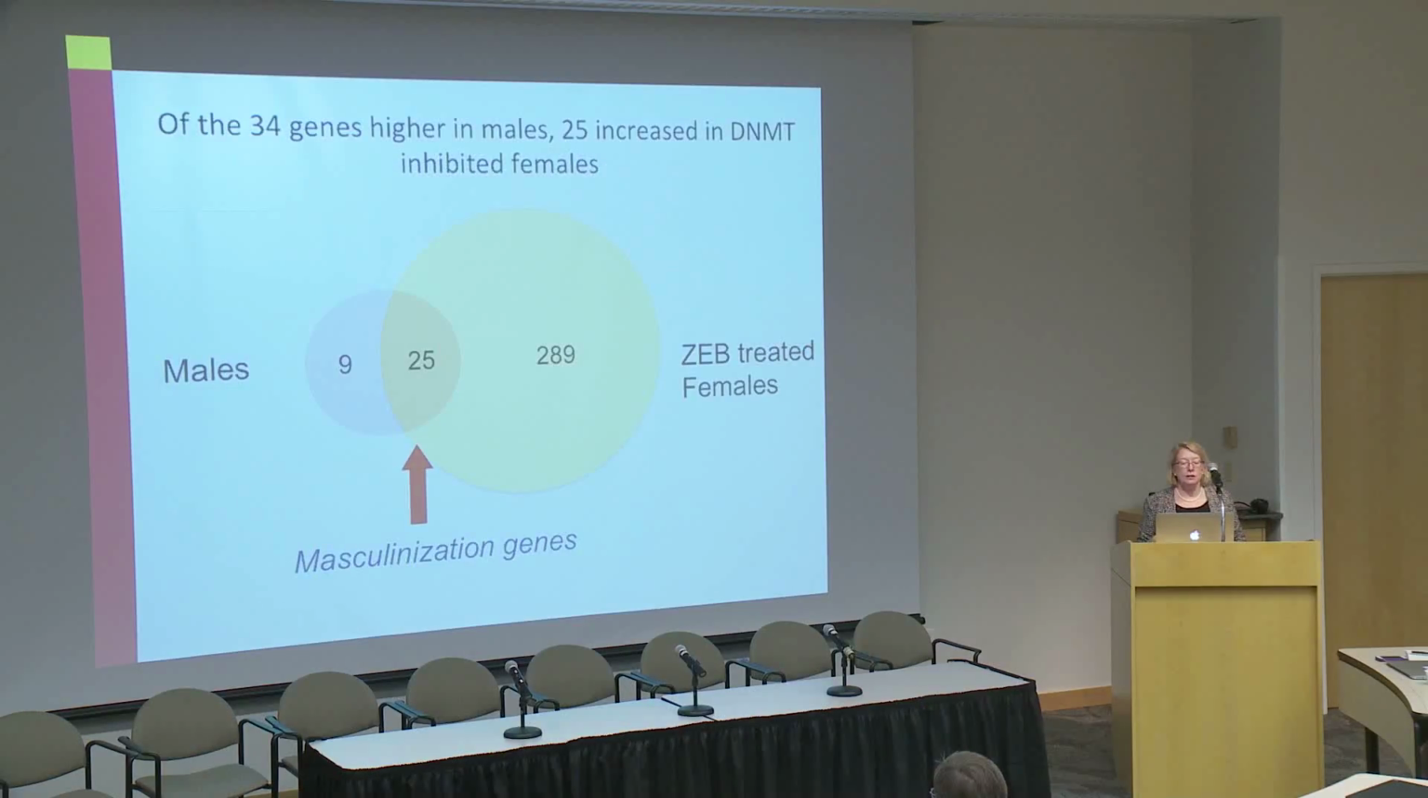Well, if we look at the genes that were increased following DNMT inhibition in females, so these were the Zebularen-treated females, they didn't have just 70 genes that changed. They had over 300 genes, consistent with the higher DNA methylation in the female. 300 genes were released. And in the male, we compare those to his 36, 25 of them were the same. So those are sort of our candidate masculinization genes.